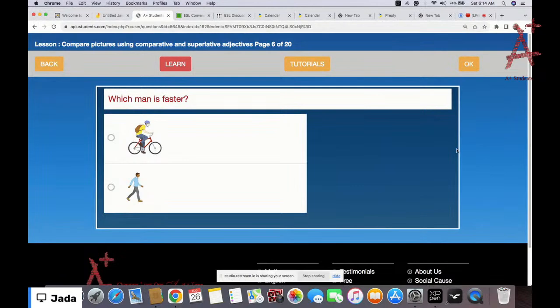All right, which man is faster? Is it going to be the one with the bicycle or the one walking? So, which one is faster? So, we're going to have what? The first one.